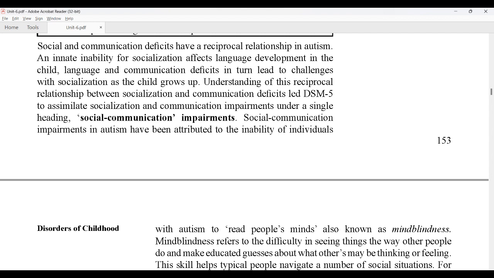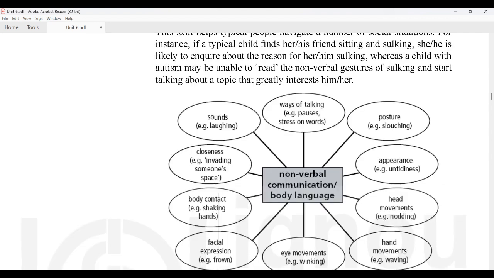This skill helps typical people navigate a number of social situations. For instance, if a typical child finds her or his friend sitting and sulking, she or he is likely to inquire about the reason for the sulking, whereas a child with autism may be unable to read the nonverbal gestures of sulking and start talking about a topic that greatly interests him or her.